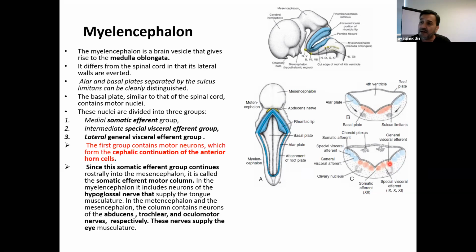The third piece of the basal plate in the medulla is the lateral, general visceral efferent, which is the parasympathetic nucleus. And the parasympathetic nucleus in the medulla is the dorsal vagal nucleus, which supplies the smooth muscles in the lungs, the cardiac muscles in the heart, and then smooth muscles in the intestine.